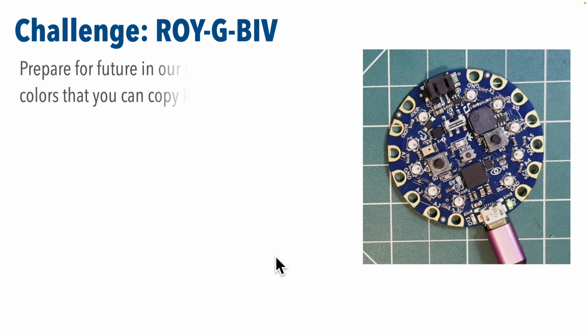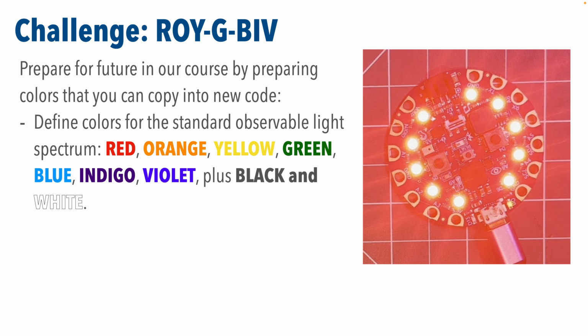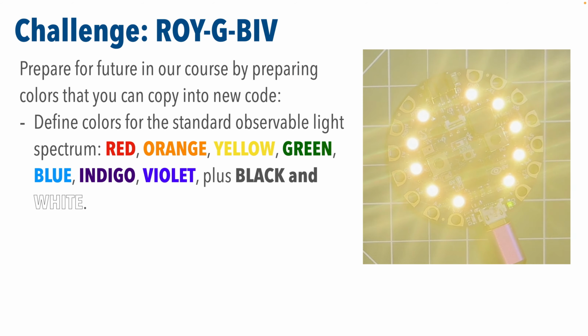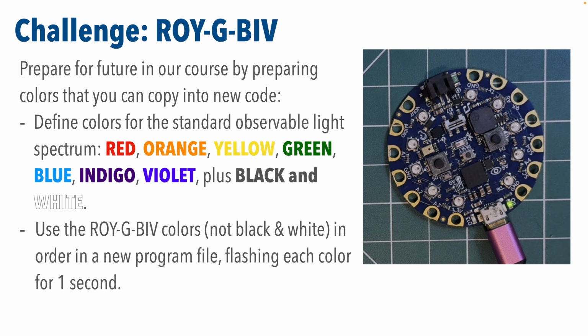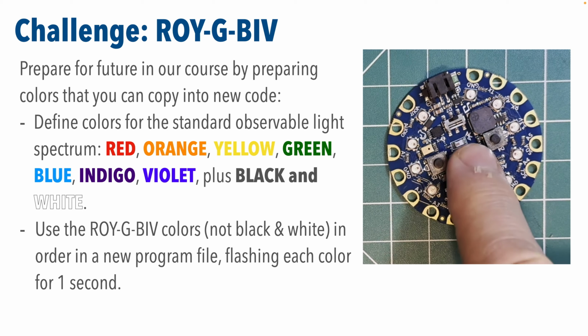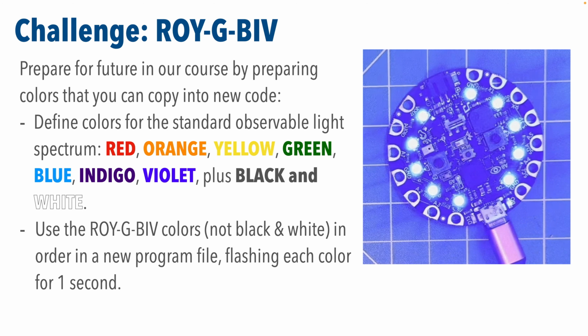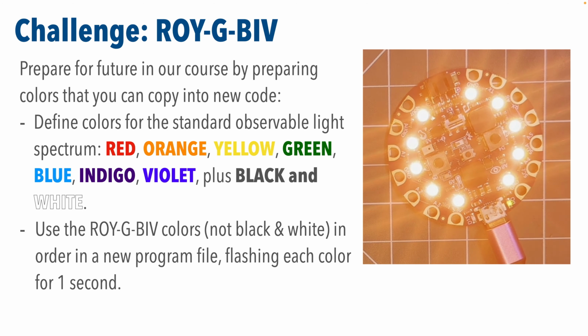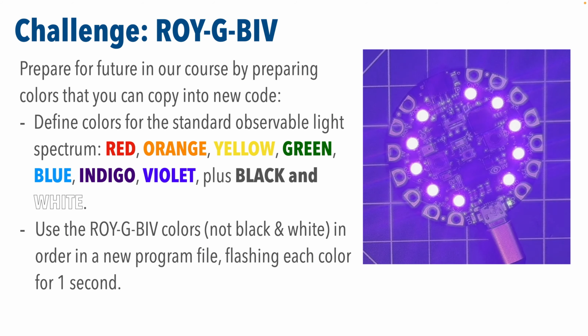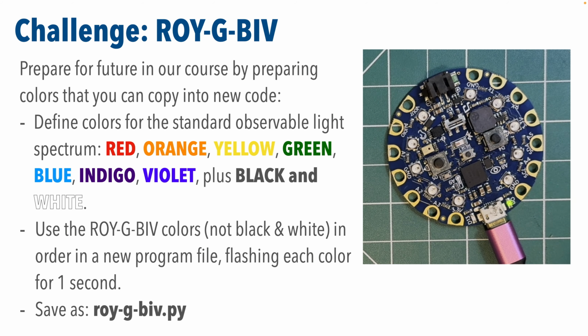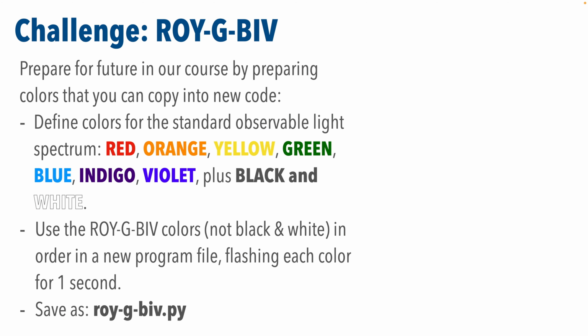The next challenge is Roy G. Biv. I want you to prepare for future work in our course by preparing colors that you can copy into new code. So I want you to define the colors for the standard observable light spectrum: red, orange, yellow, green, blue, indigo, violet, plus black and white. Then use the Roy G. Biv colors only, not black and white, in order in a new program file, flashing each color for 1 second. Include black and white in there too, though, so that you can copy and paste into new code. And I want you to save this file as roygbiv.py. Once again, I'm sure you can do it.